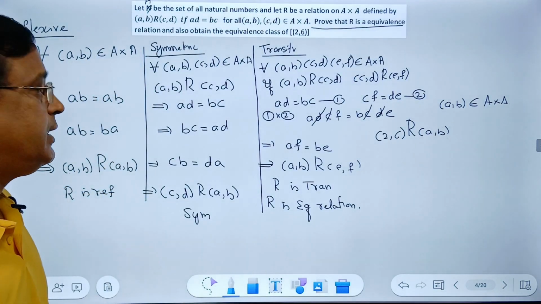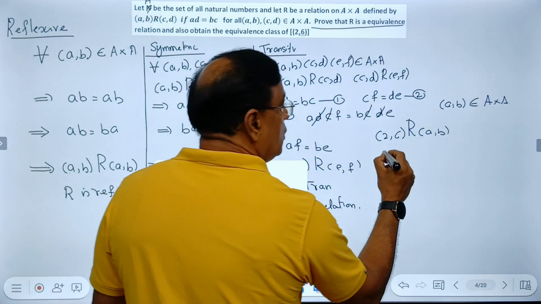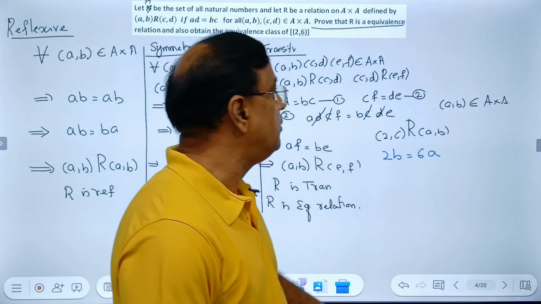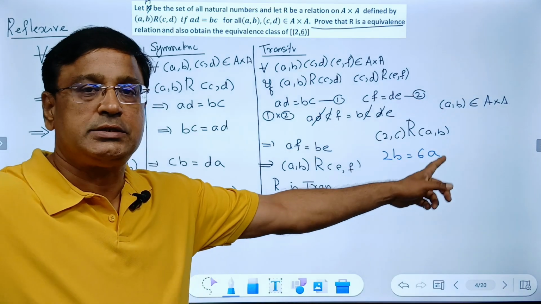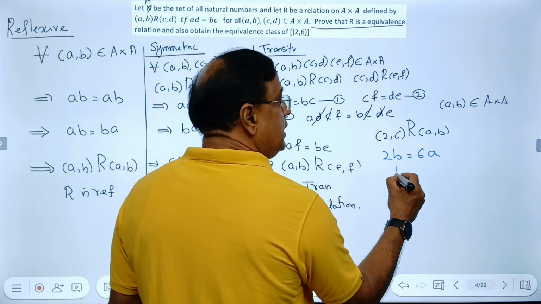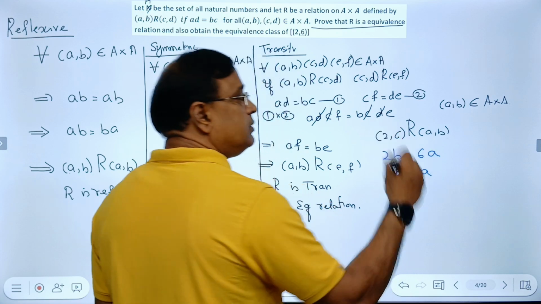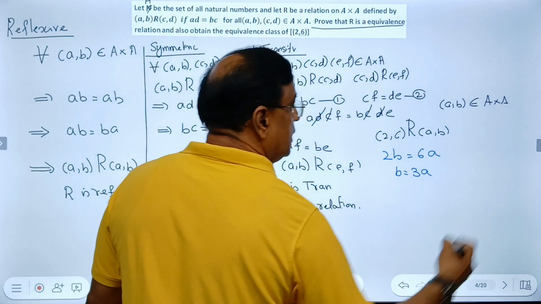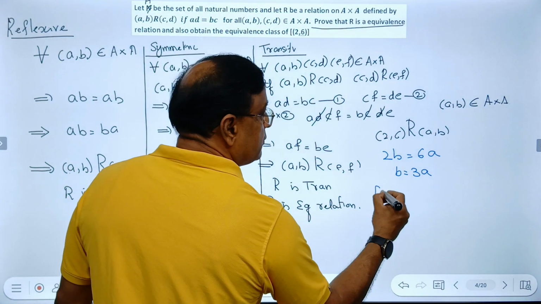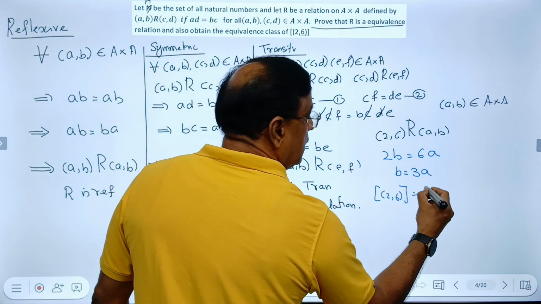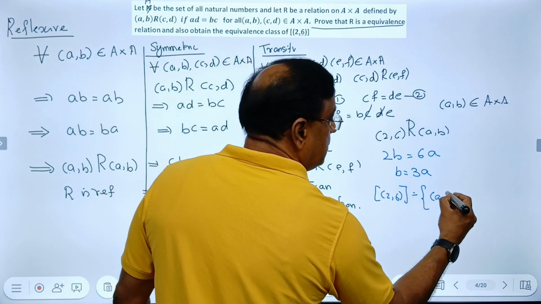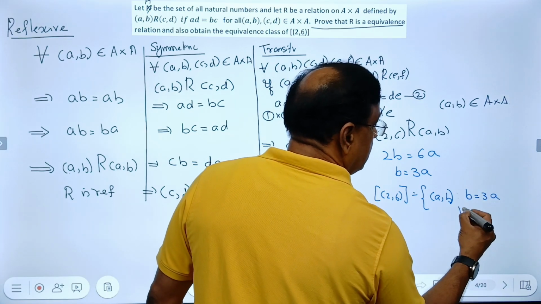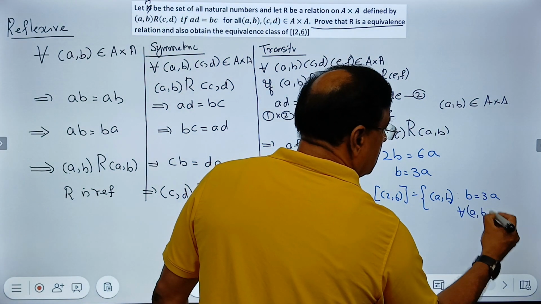Now how is the relation defined? The relation is defined as 2B equal to 6A, correct? 2B equal to 6A, product of the extremes equal to product of the means. So what is B equal to? B equal to 3A, right? Since it is an infinite set, I don't want to list out the elements, so I will write the equivalence class of (2, 6) as elements of the form (A, B) such that B equal to 3A for every (A, B) belongs to A cross A.